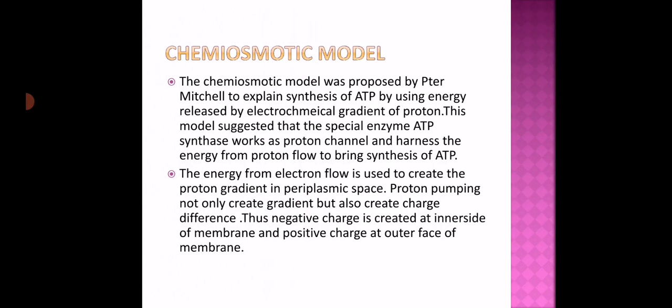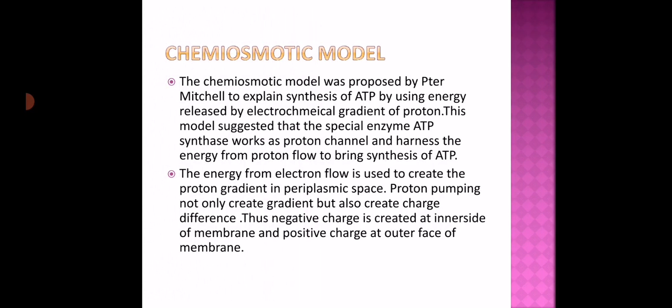Periplasmic space means the space between the cell wall and the cell membrane. That is known as the periplasmic space. So whatever electron flow is there, that is utilized to create the proton gradient. What is the proton gradient? Again I am explaining here. The proton gradient means the concentration of protons is variable. Outside the cell membrane, proton concentration will be high. Inside the membrane, proton concentration will be low. So this is called a gradient.